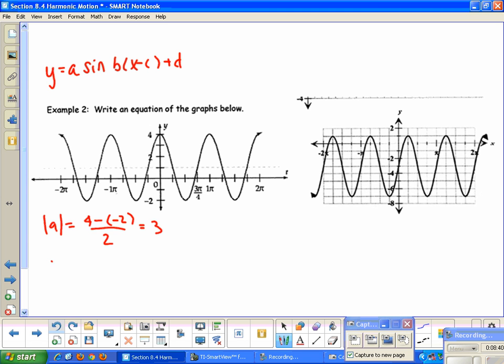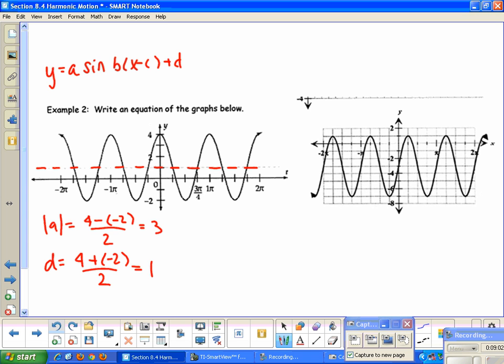Then my vertical shift, which is my d value, is 4 plus negative 2 over 2. So if I do this equation here, I get 2 over 2, which is just 1. So I know my vertical shift is here. I always like to draw that in.